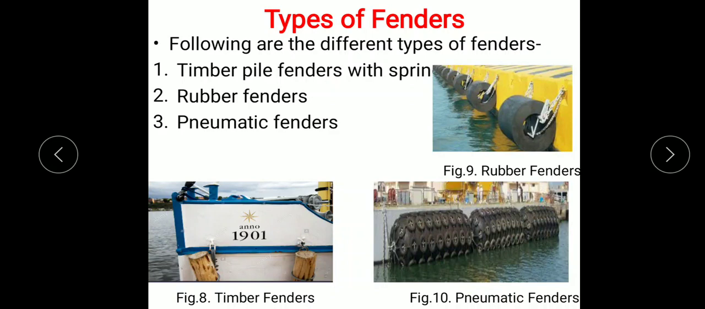So here figure 8 shows timber fenders in which a timber is used for providing a cushion. Figure 9 shows rubber fenders. Here we can see on dock wall a rubber cushion is provided, and figure 10 shows pneumatic fenders. Here we can see a cushion is provided to protect the quay wall against the action of water.